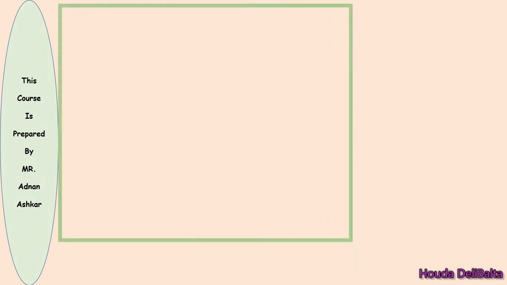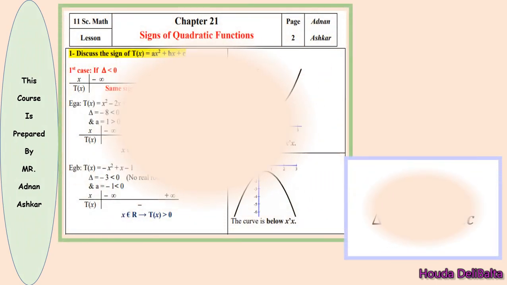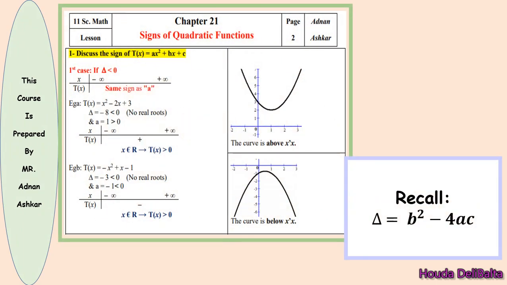And here we go with the first idea of this chapter. All we care about is to discuss and to know the sign of a quadratic function, that's usually in the form of ax squared plus bx plus c. Here are graphs, because graphs are going to help us understand the idea more clearly.